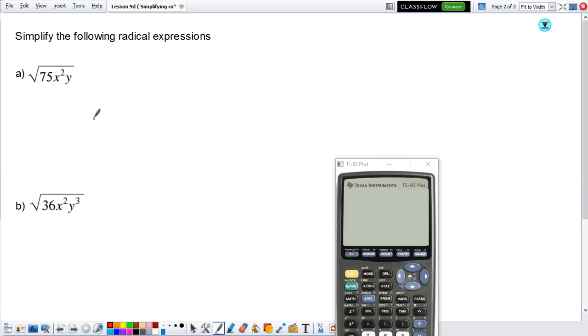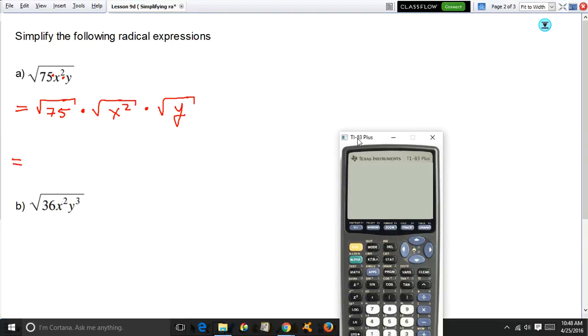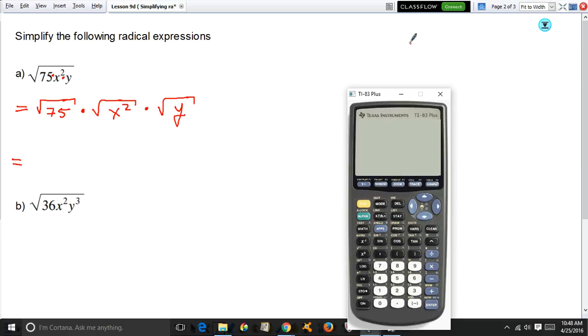Let's look at some more complicated examples here. Again, if you're multiplying inside the square root, you can separate each of those square roots individually. So we can rewrite the original as square root of 75 times square root of x to the second times square root of y. Okay, so now this is what we have. How can we work this out? Is there a way for me to rewrite 75?